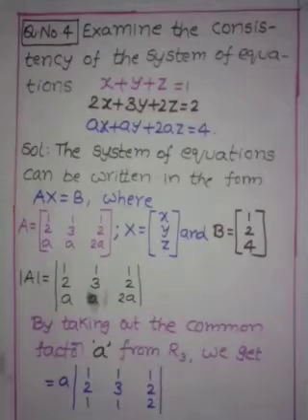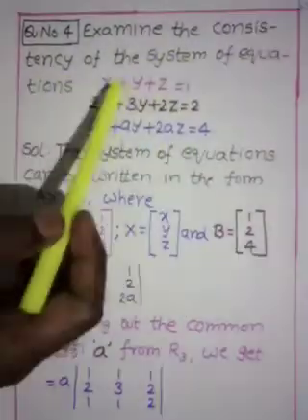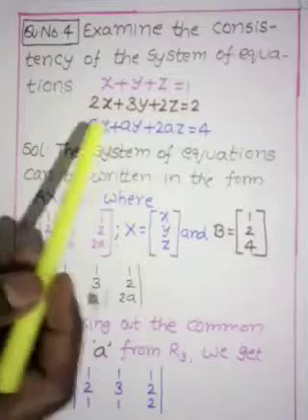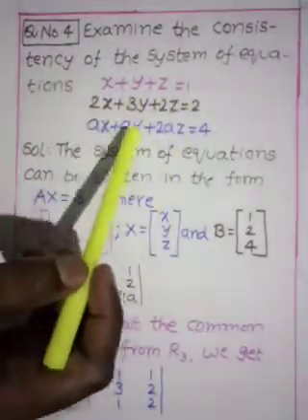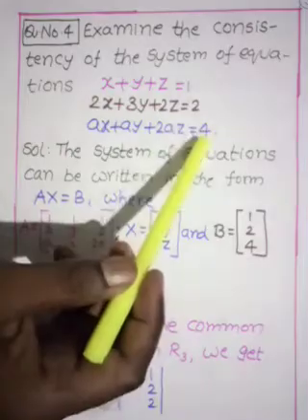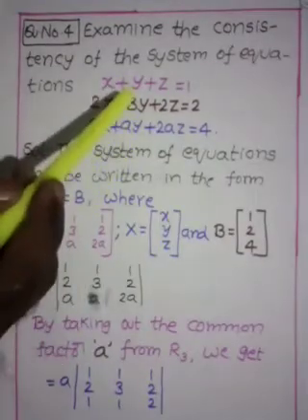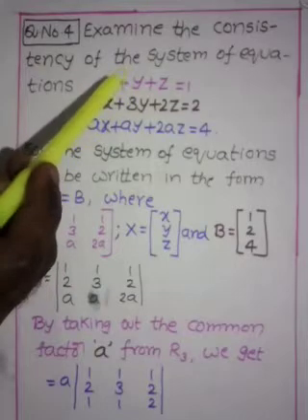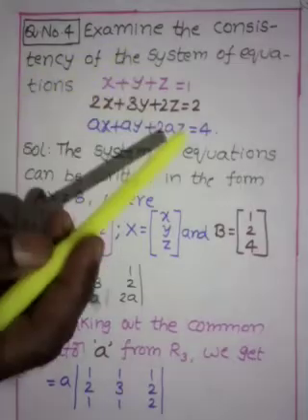Now let us take question number 4. Examine the consistency of the system of equations x + y + z = 1, 2x + 3y + 2z = 2, ax + ay + 2az = 4. If you observe this system of linear equations, these are equations in the variables x, y and z. The concept was extended to 3 variables.